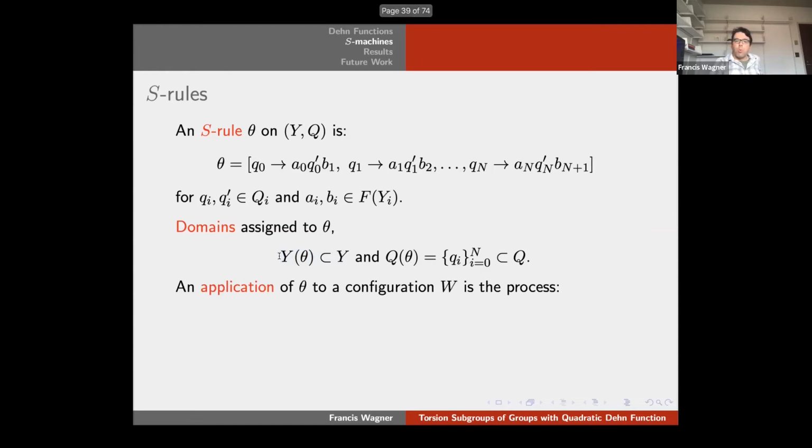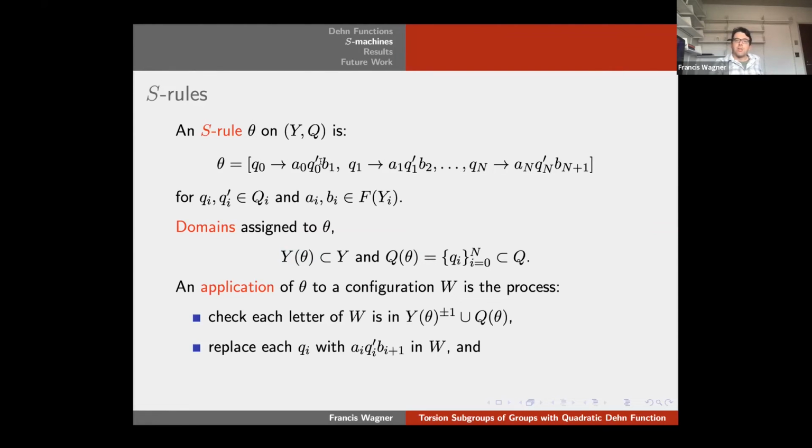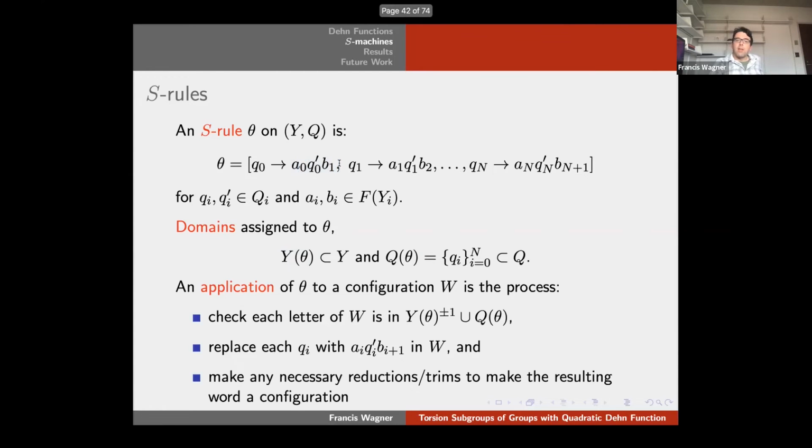And so what is the point of this? Well, to apply theta to a configuration, what we do is we check that every letter from this configuration is something that theta can work with. And then we make the changes exactly like it says up here. So we replace each thing on the left with the thing on the right. And then we make any necessary reductions or trims so that the resulting word is again a configuration.